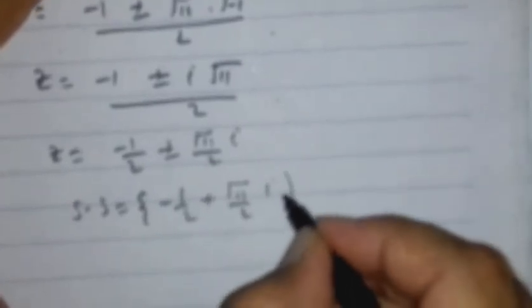Solution set is minus 1 by 2 plus under the root 11 by 2 iota, and comma. This is 1 root and the other one is minus 1 by 2 minus under the root 11 by 2 iota. Here use comma. This is the solution set of the given equation.